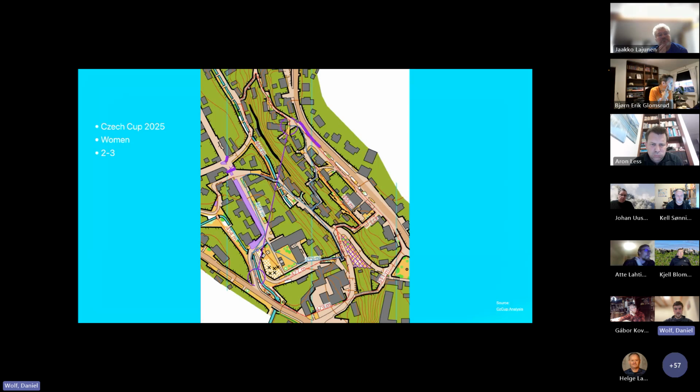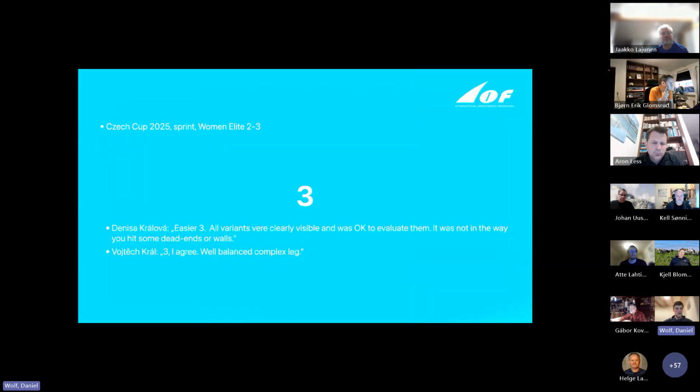And the athletes evaluated this as number 3. So they agreed with you. Denisa said easier 3, all variants were clearly visible and it was okay to evaluate them at high speed. It was not the case that you hit some dead ends or walls. Wojtech said 3, I agree, a well-balanced complex leg. So this was an example of a leg which is complex but hopefully fair.